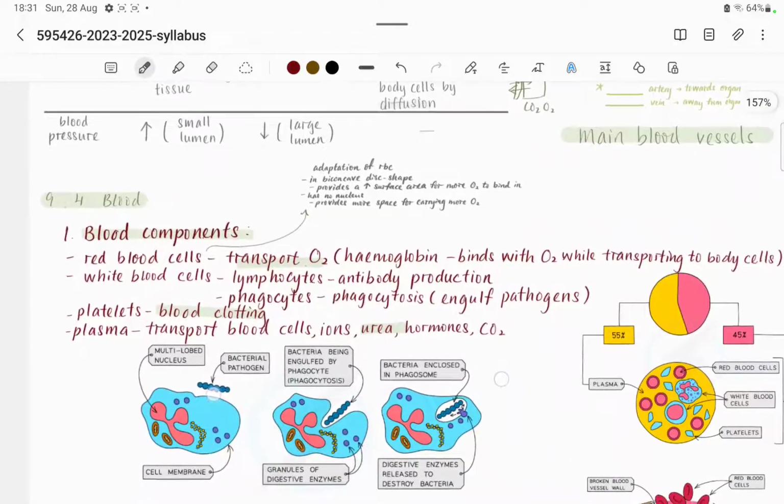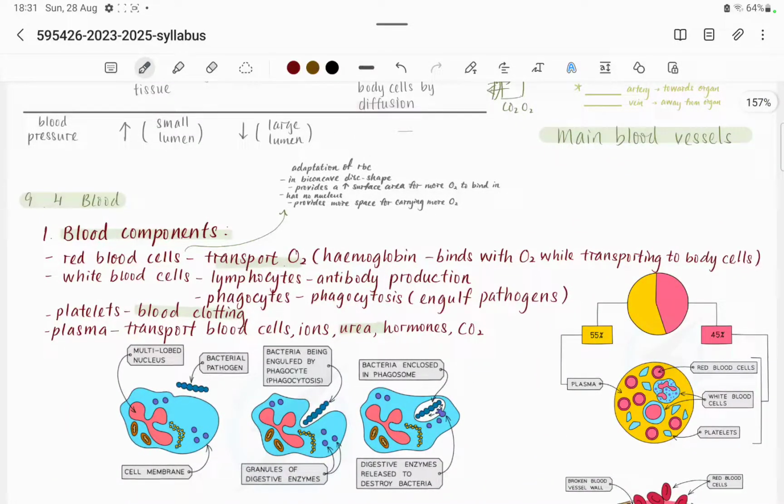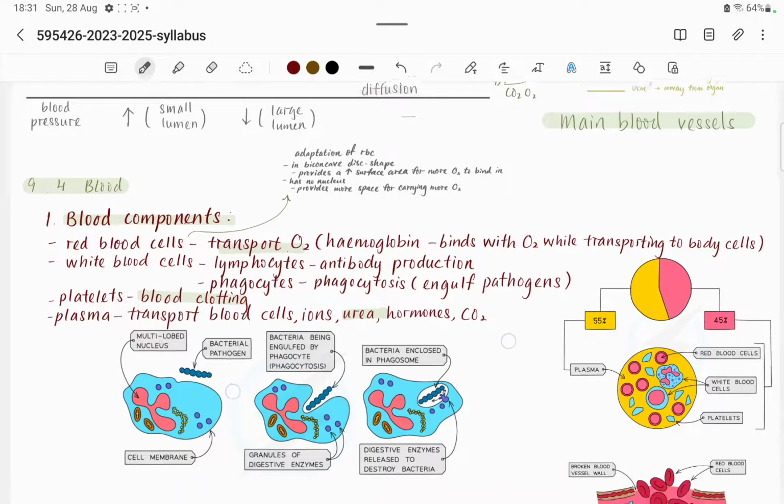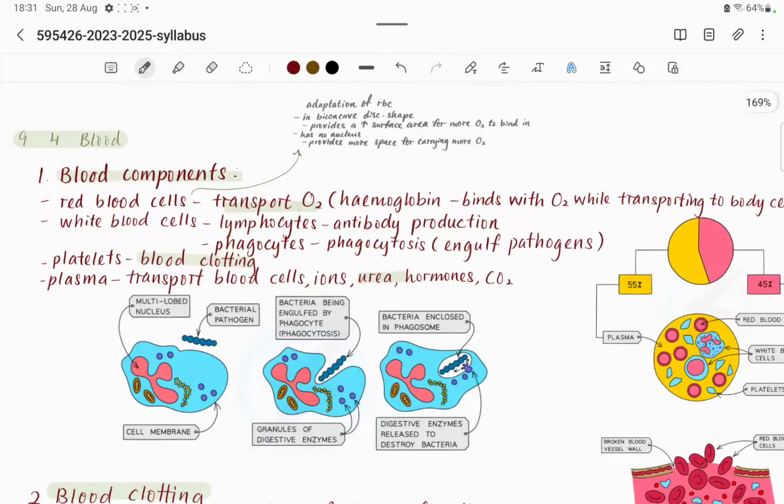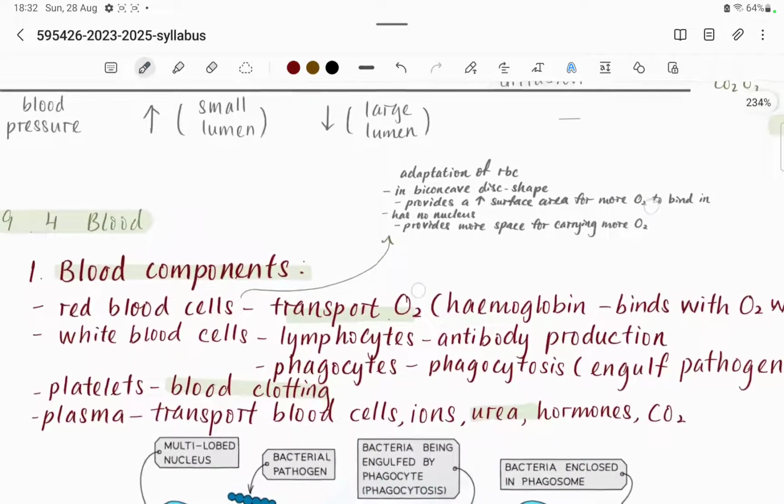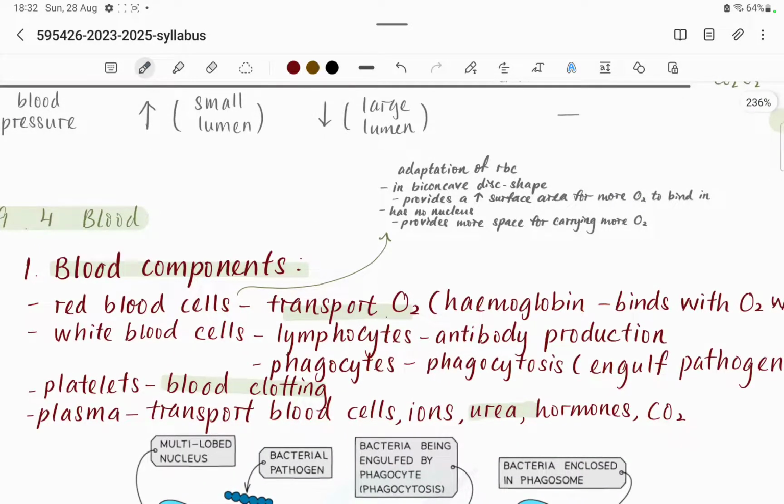Lastly, blood. Okay. For blood components, you have blood cells and plasma. Blood cells, you have 3 types: red blood cell, white blood cell, and platelets. Okay, red blood cell is for transporting oxygen. If they ask you the adaptations of red blood cell, you will have 2. If they give you 4 marks, you have to write 2 characteristics and 2 explanations.